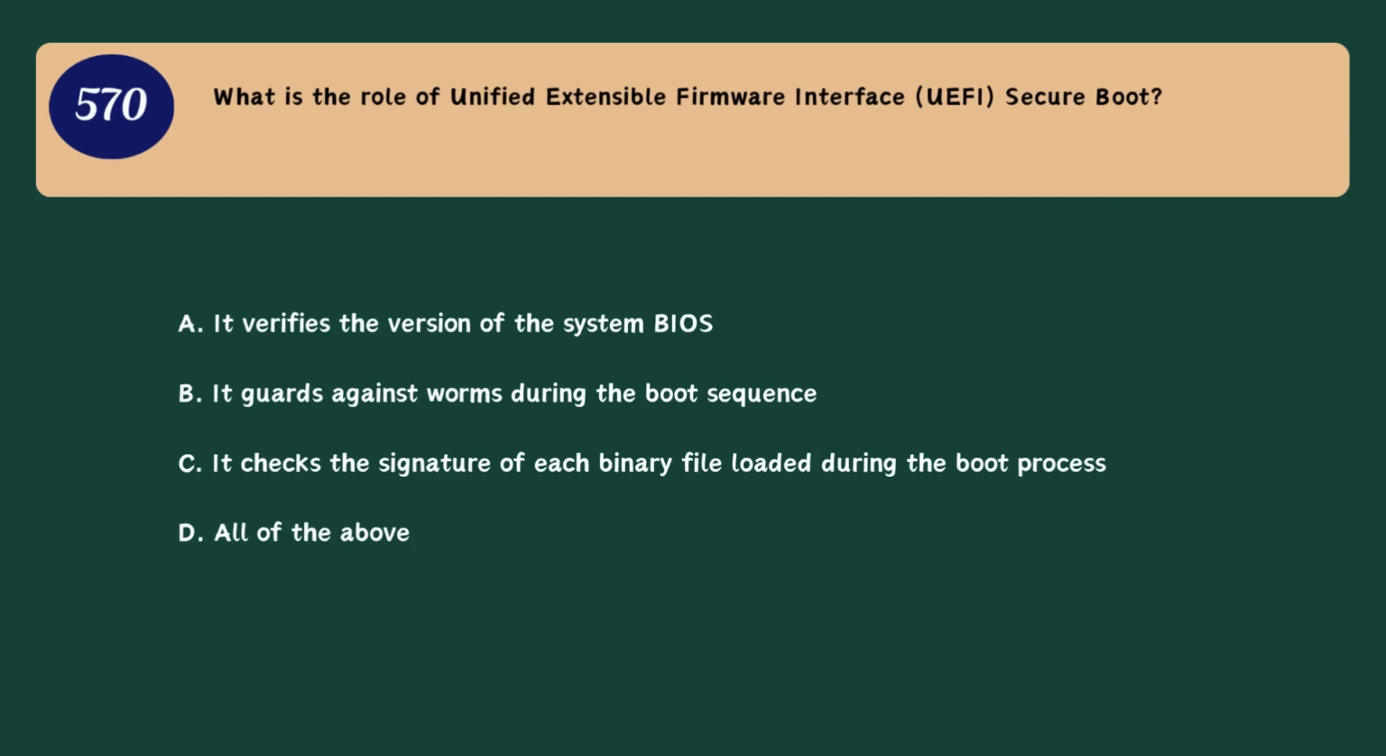Question 570. What is the role of Unified Extensible Firmware Interface Secure Boot? A. It verifies the version of the system BIOS. B. It guards against worms during the boot sequence. C. It checks the signature of each binary file loaded during the boot process. D. All of the above.